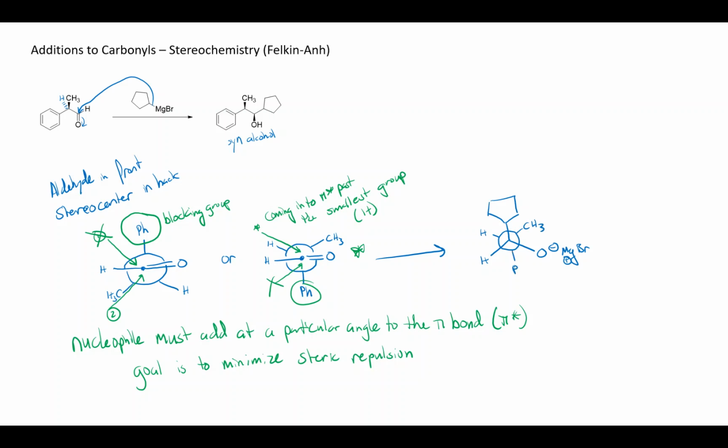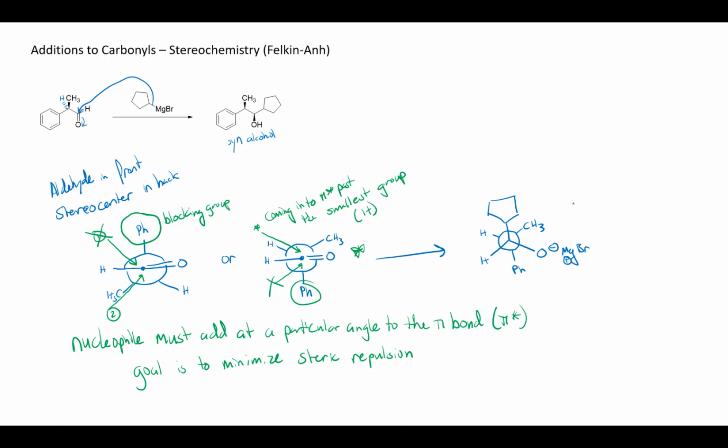And so we end up with all of this. And notice that what we've done is we've ended up with our two largest groups, the incoming nucleophile and the benzene ring, now in an anti-orientation to each other. They're 180 degrees. We've minimized that steric repulsion.